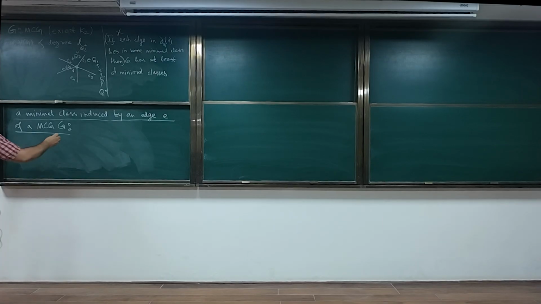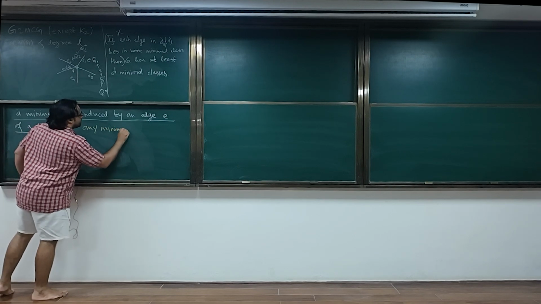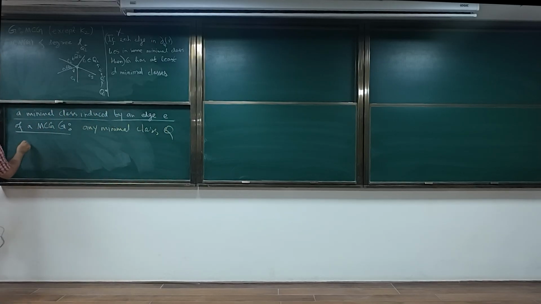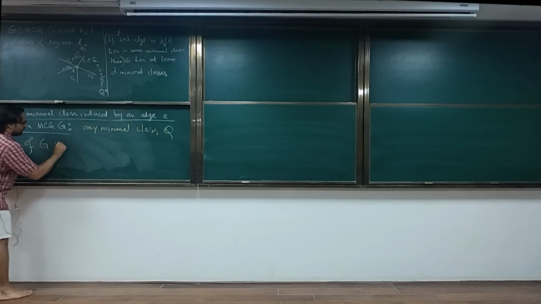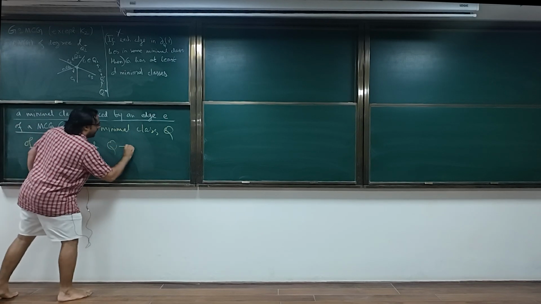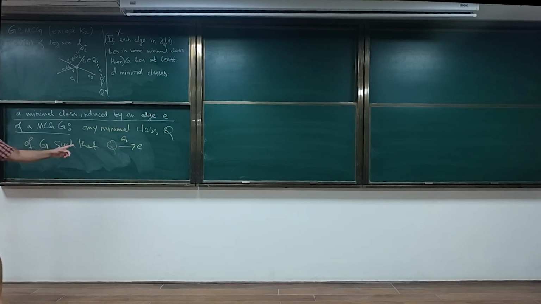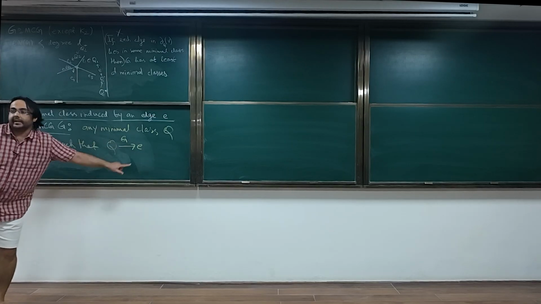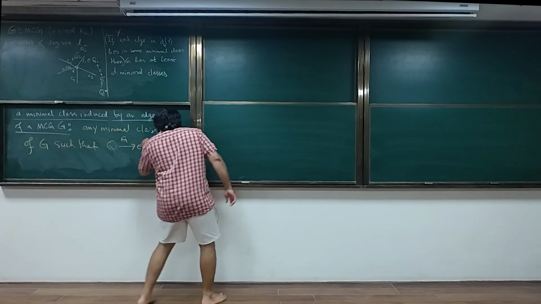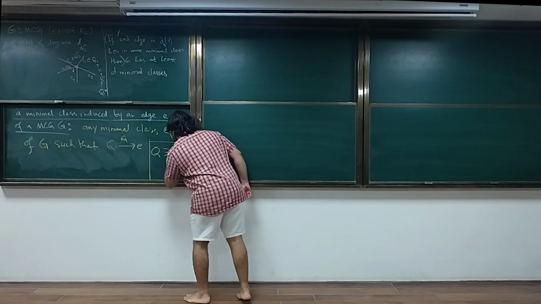This is any minimal class Q of G such that Q depends on E in G. Every perfect matching containing Q must also contain E. Yeah? And observe that it is possible that Q itself contains E.